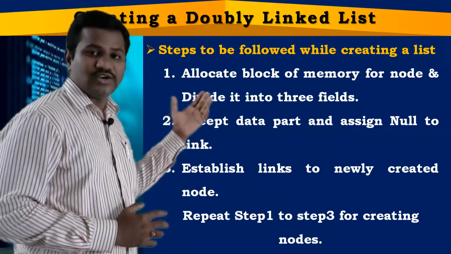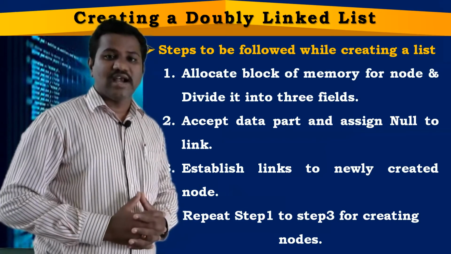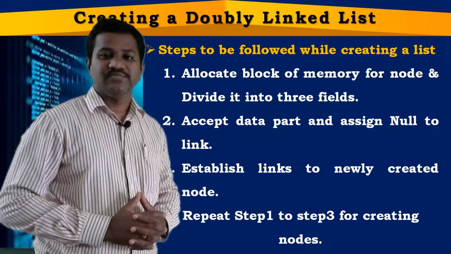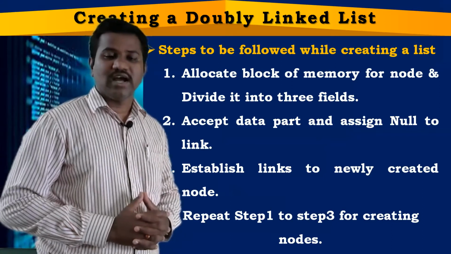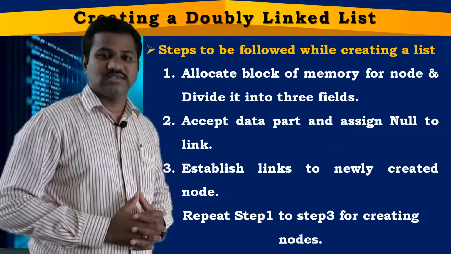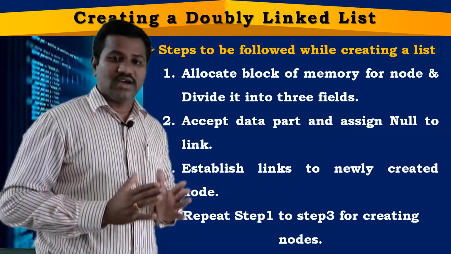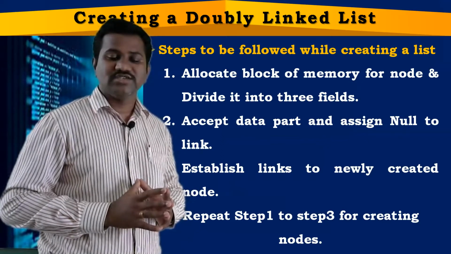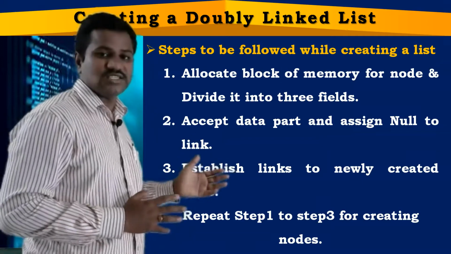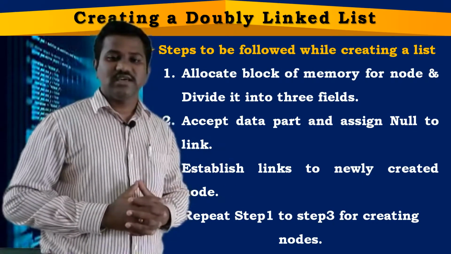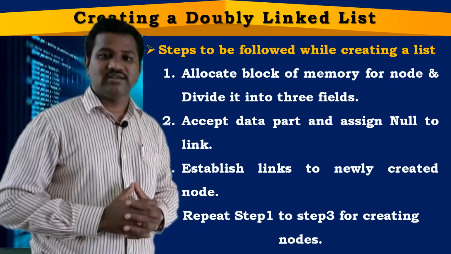That is, we need to allocate a block of memory and divide it into 3 fields, and after that accept the data part, assign null to the link parts, and establish links to the newly created node. For every node that you are going to create in a double linked list, we need to follow these 3 steps. Let us see each and every step in detail.